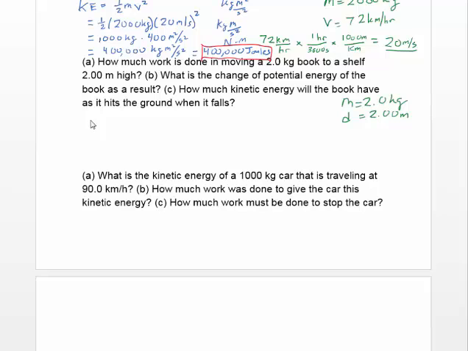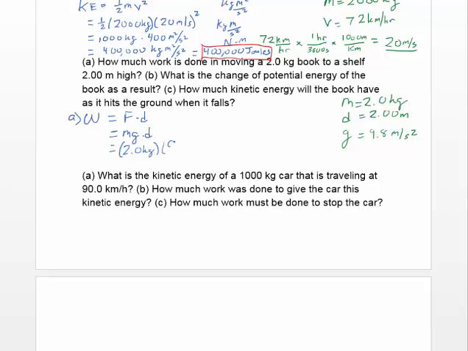Well, we know the work is equal to the force times the distance, as we've done before. This is part A here. How do we get the force? Well, the force when we're lifting something is just the weight. So that's mg times d. That's equal to 2.0 kilograms times, we didn't write it down, but we do know, since we're lifting something, that g is 9.8 meters per second squared.